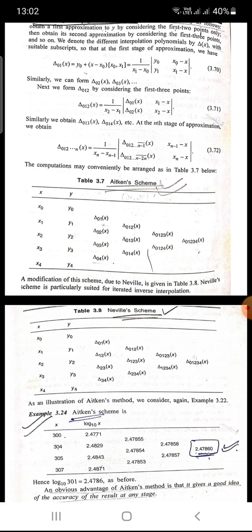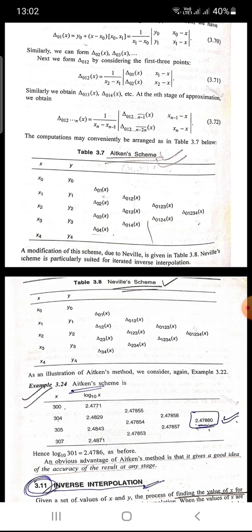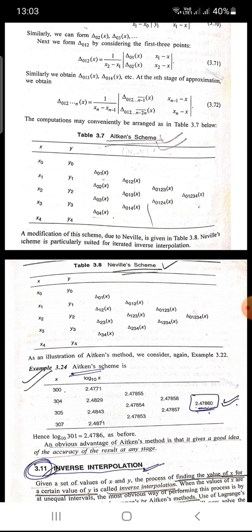So by Aitken's scheme we will compute by arranging as in this table, Aitken's scheme. X and y are given. First, taking the first 2 points, we get del 0 1 x, del 0 2 x, del 0 3 x and del 0 4 x. Then with the first 3 points, del 0 1 2 x, del 0 1 3 x, del 0 1 4 x. And then next del 0 1 2 3 x, del 0 1 2 4 x. And finally del 0 1 2 3 4 x.